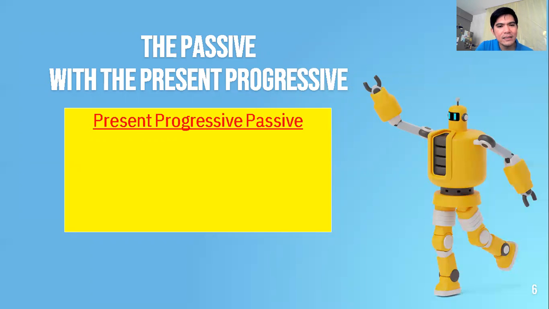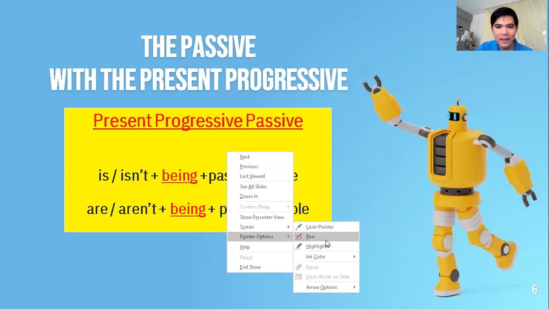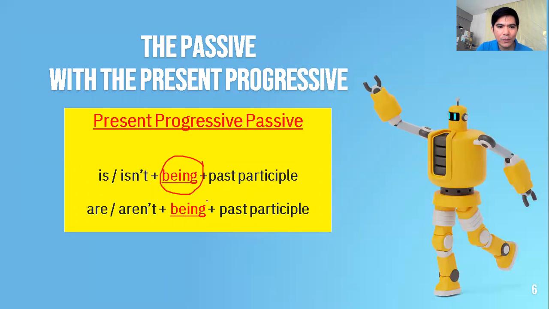What about that? We use the same as the present passive, is and isn't. We use also are and aren't, but take note. We use the word being. That's the only difference between the present passive and the present progressive passive. Get it? Is, are, plus being, plus the verb 3 or the past participle form of the verb. Are, aren't, plus being, plus the past participle form of the verb.